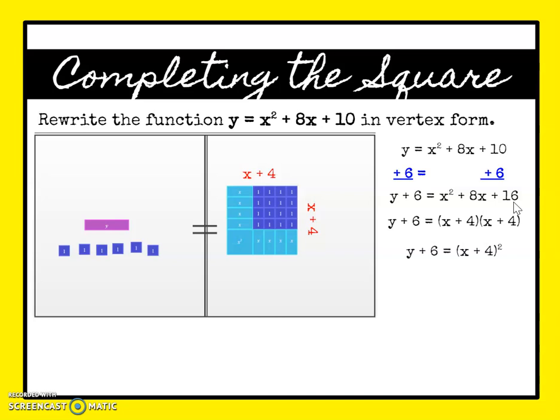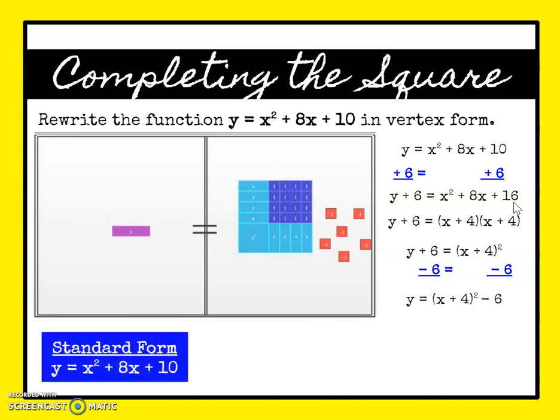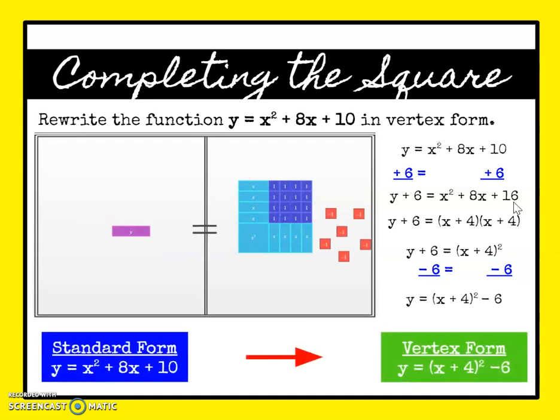And finally, to rewrite it as a function, I need to isolate that y by subtracting 6 from both sides, leaving me with y equals x plus 4 squared minus 6, changing it from standard form into vertex form.